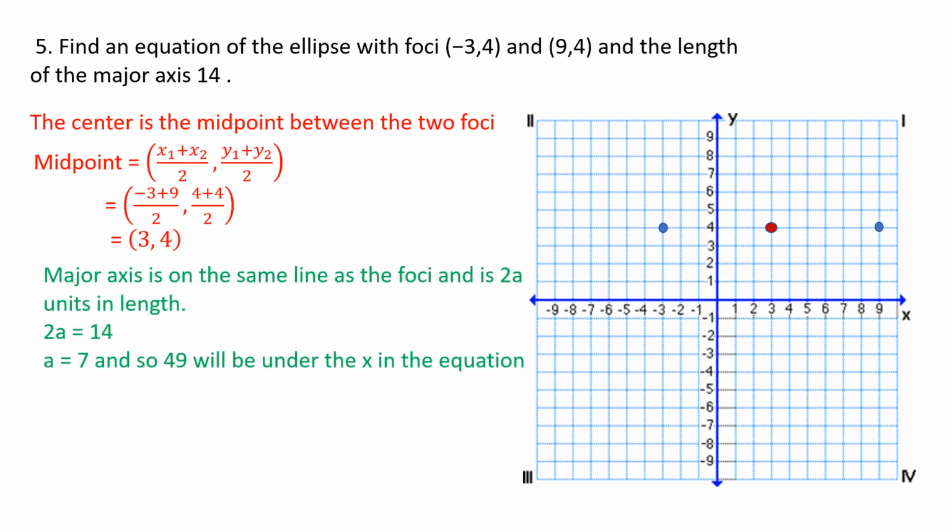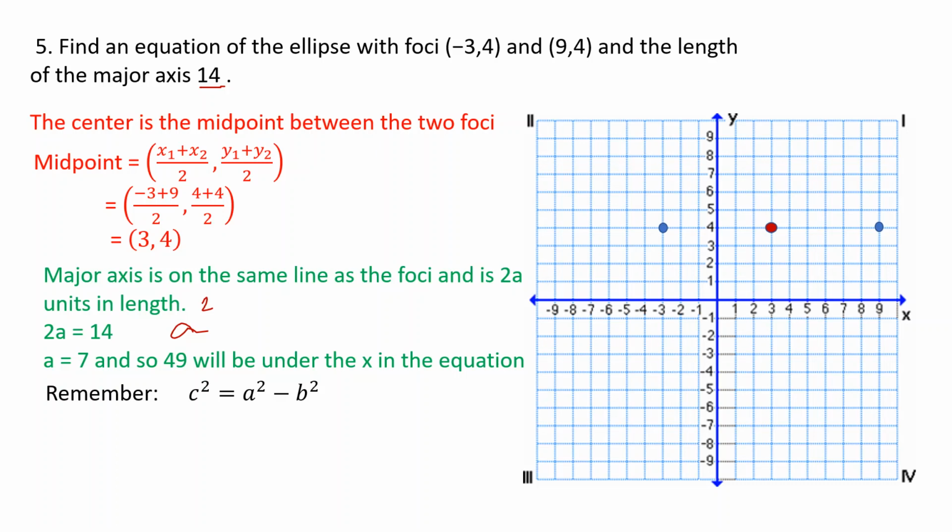The major axis has length 2a. So since this is given right here, it's 14. 2a is 14. That gives you a. Divide by 2, that's a is 7. So a squared is 49. That will appear under the x in the equation. In a horizontal ellipse, the a squared appears under the x.